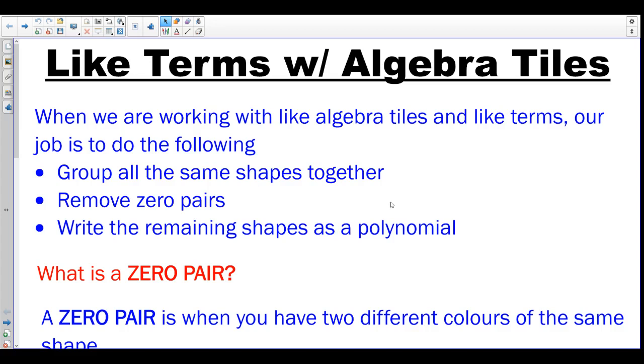Hi grade 9s. Today we are going to do a lesson on like terms with algebra tiles. We're going to do this with algebra tiles today, and then next class we're going to do the same thing without algebra tiles.